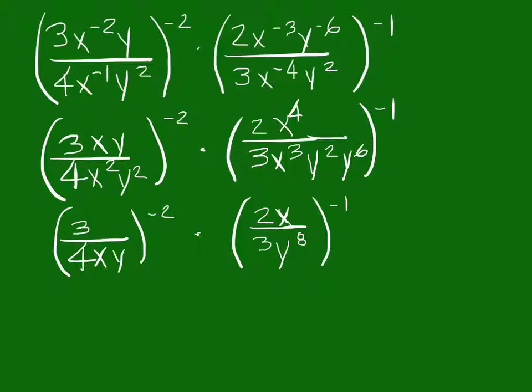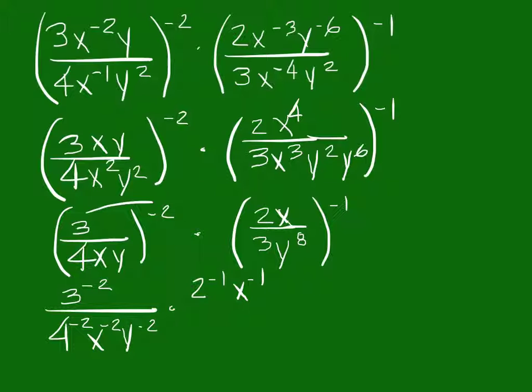Now over here, you're going to multiply through by your negative exponent, so you have 3 to the negative 2 that you have to write. And then on the bottom, 4 to the negative 2, and then x to the negative 2, y to the negative 2. On the right expression, you'll have 2 to the negative 1, x to the negative 1, over 3 to the negative 1, y to the negative 8.